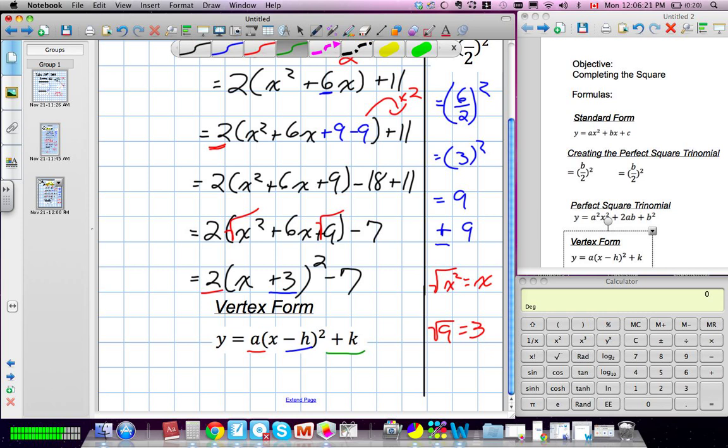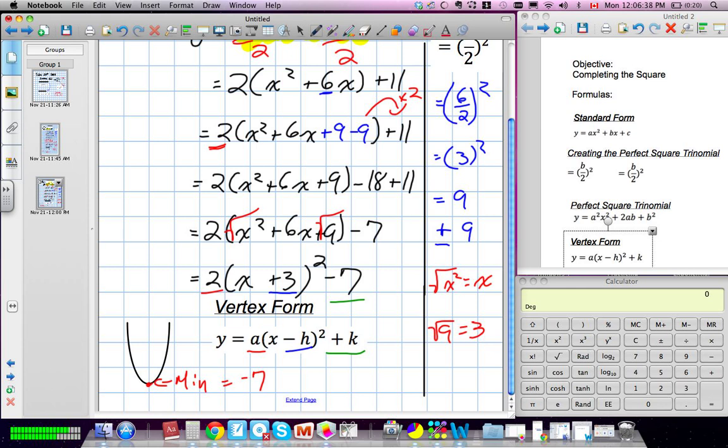Because a is positive, we have a parabola that's going upwards, which means, again, we have a minimum value. And the minimum value is whatever k is, so it'll be negative 7. That's the lowest this parabola will go. It will always go higher than that.